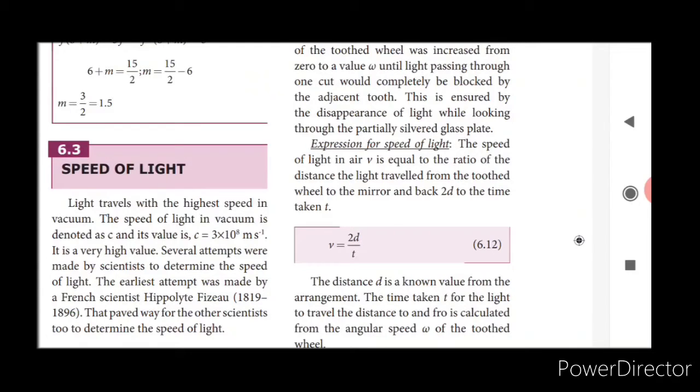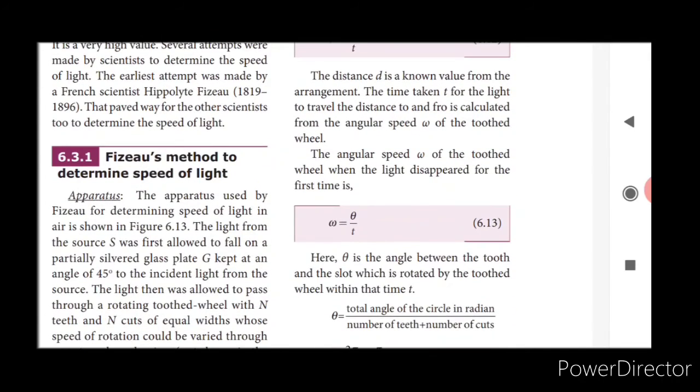Several attempts were made by scientists to determine the speed of light. The earliest attempts were made by the French scientist Hippolyte Fizeau, who lived from 1819 to 1896. How did they determine the speed of light? Fizeau's method, the apparatus. What is the apparatus used to measure the speed of light?